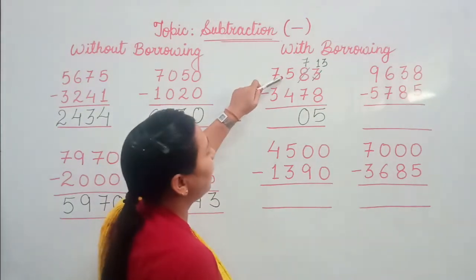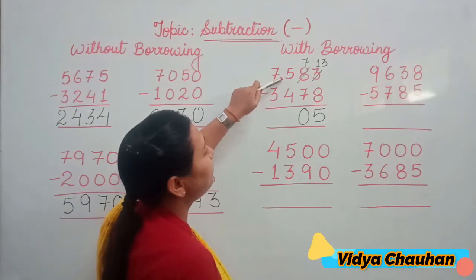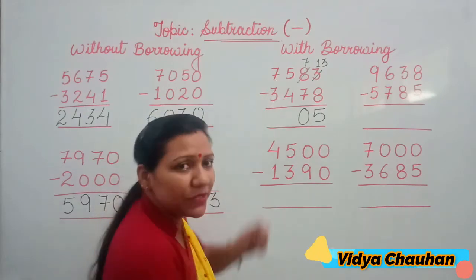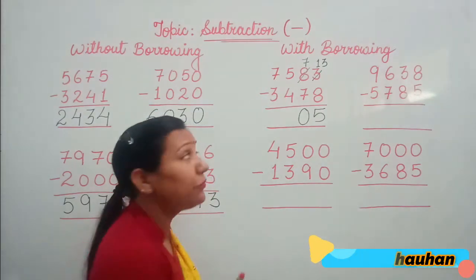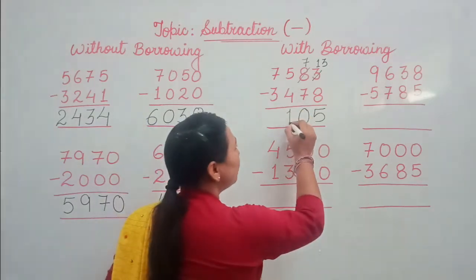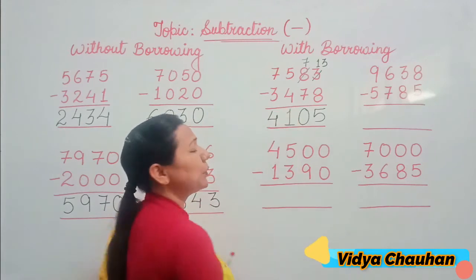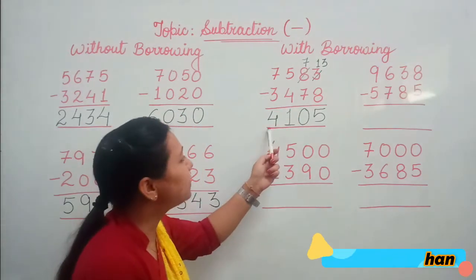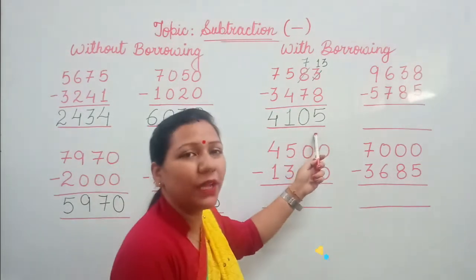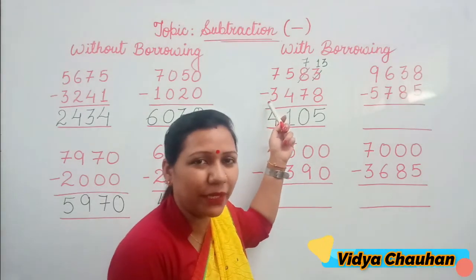Now let's subtract the 100 place digit. 100 place, 5 minus 4. Can we subtract 4 from 5? Yes. So 5 minus 4 is 1. 7 minus 3 is 4. Okay. So your answer is 4105 after subtracting the value.